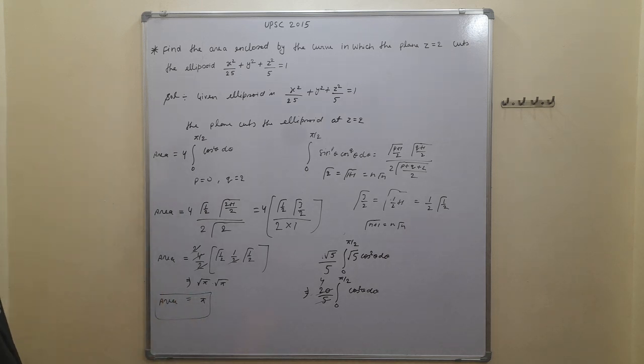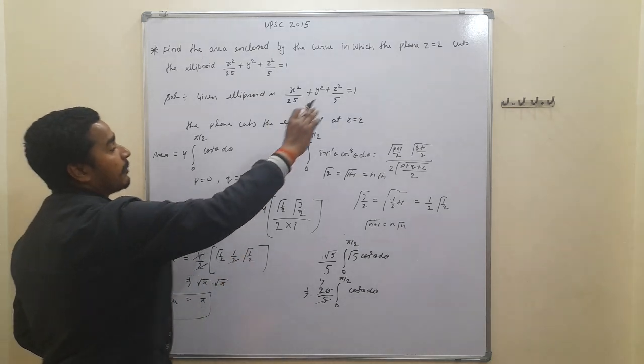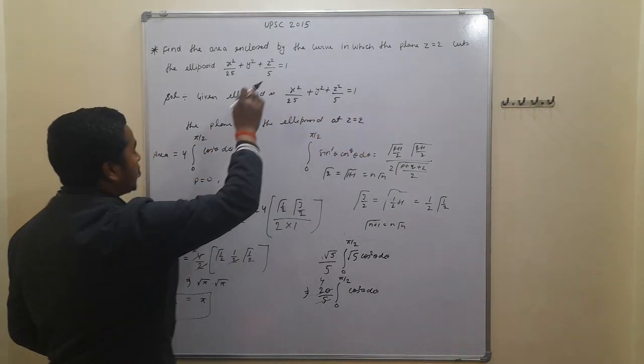The area enclosed by the curve with the plane z is equal to 2 cutting the ellipsoid is pi.